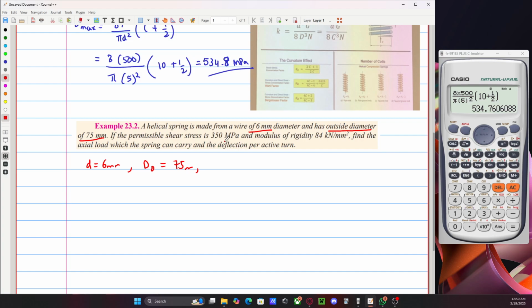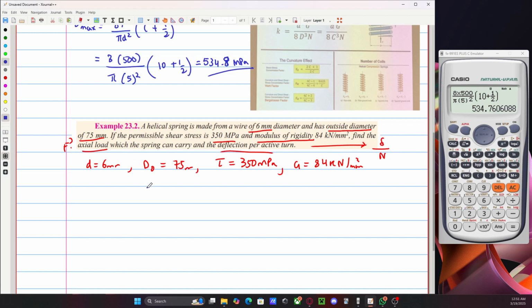Now, if the permissible shear stress is 350 megapascals, so tau is 350 megapascals, and the modulus of rigidity, which is our G, is 84 kilonewtons per millimeter squared, which is pascals, but we're just going to keep it as it is. Find the axial load, so our force, which the spring can carry, and the deflection per active turn. So this is what they're asking about.